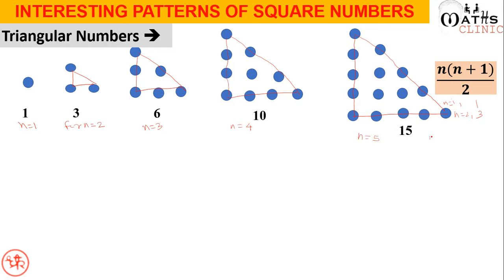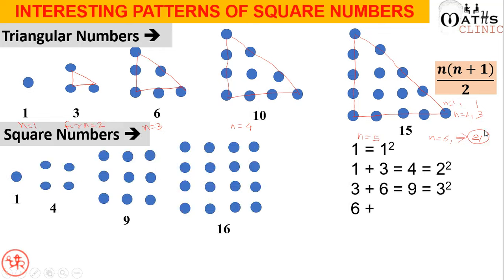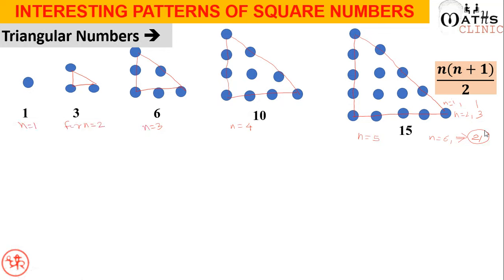Is that clear? And if n is equal to 6, what would be the next number? The next triangular number would be 6 into 7, 42 divided by 2 is 21. What will come after 15? 21. Is that clear? Now look at the square numbers. These are what? Triangular numbers. Now square numbers. So look here.